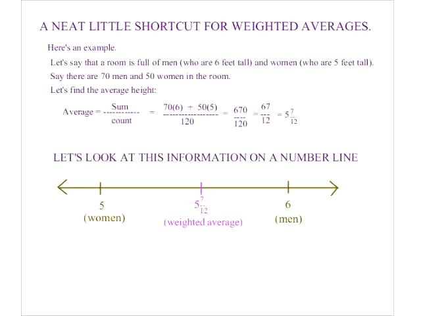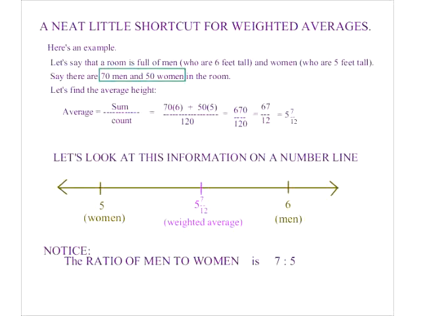Now, here is what is cool. Let's notice the following stuff. Let's notice the ratio of men to women in this problem is 7 to 5. There are 70 men and there are 50 women. Again, let's color code this just for easy reference. There are 70 men and 50 women. That is a ratio of 7 to 5.